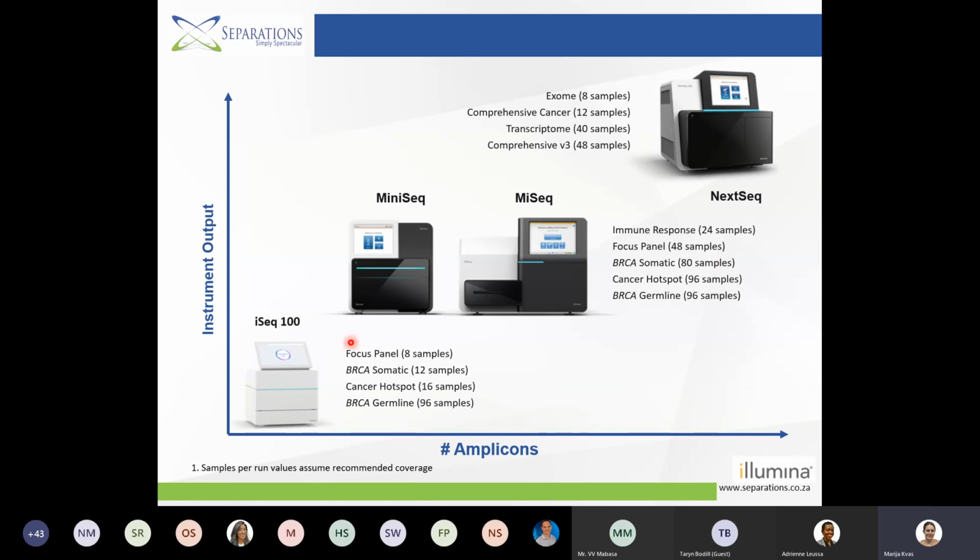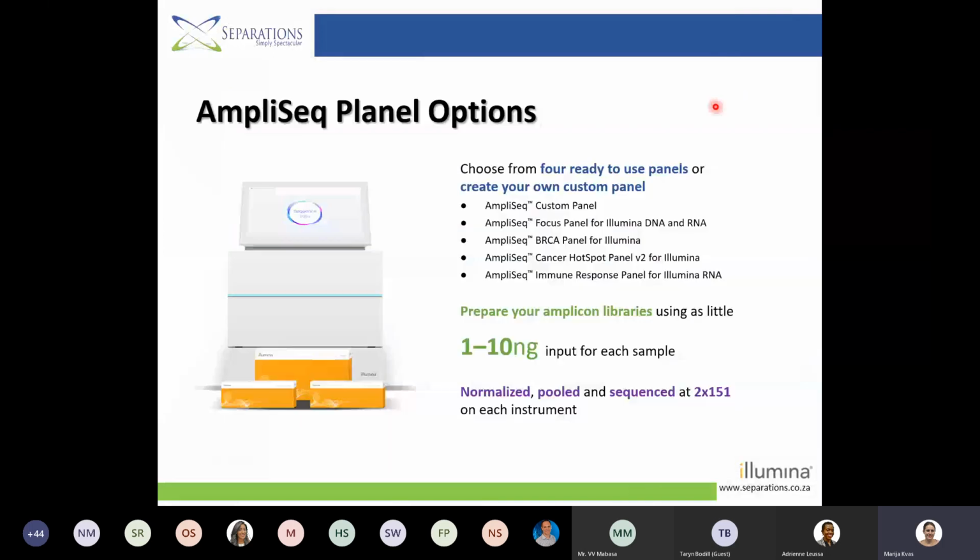We will look into iSeq just now, but if you're interested in, let's say, mid to larger panels, then we will have to move them onto a larger capability instrument. So when it comes to AmpliSeq on the iSeq, there are 4 panels that we can look at.